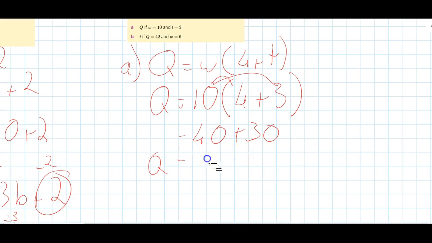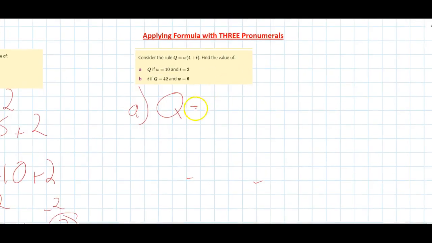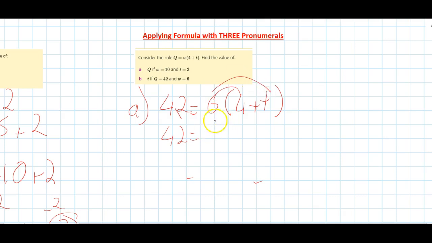Let's get question B done now. I'll keep the formula there. So Q equals, and Q is 42. So I have 42 equals, and W is 6. And we want to find out what T is. Again, we go through, try to leave T by itself, and we go through the process first by expanding the brackets. I'm going to times 6 by these two numbers. 6 times 4 equals 24 plus 6t.